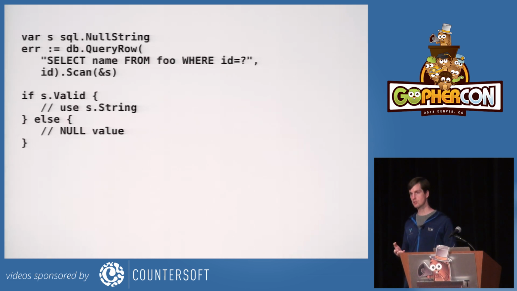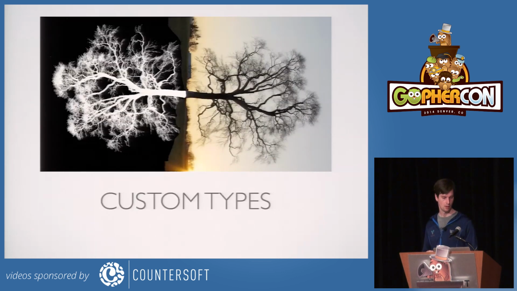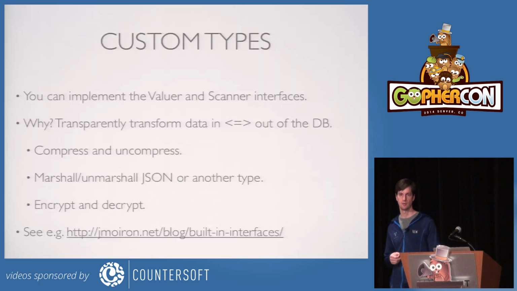But if you just want a default zero value and you don't want to explicitly care whether that value was null or not, you can create, let's say, a NullInt or a NullString. And it's a struct with two members. One is whether it's valid and the other is its value. You can just use the value without checking whether it's valid or not if you want to do that, and it may be appropriate in certain circumstances. You can also create custom types through the built-in interfaces. There's a great blog post mentioned in the link at the bottom of the page here.